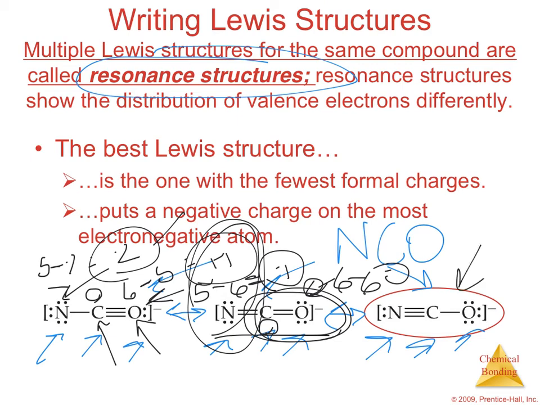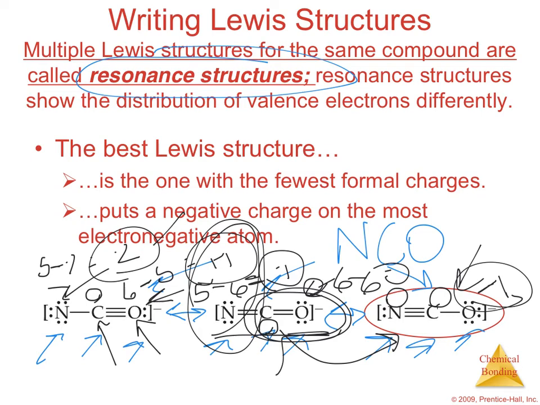The structure on the right, the nitrogen has a formal charge of 0. The carbon has a formal charge of 0. And the oxygen has a formal charge of minus 1. How do you now decide between the second and third Lewis structures? Because they both have the same magnitude and number of formal charges.